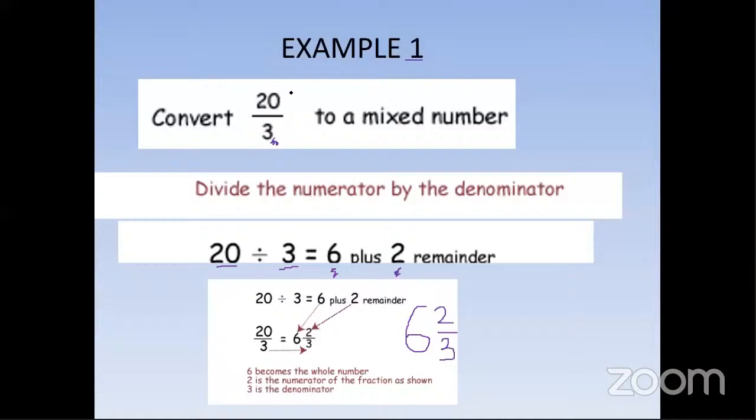So class, this is how we are doing our conversion. Step 1, divide. Step 2, find the whole number. And step 3, we take our remainder as the new numerator, and then we put it out of the 3, which is the same denominator that we have. So that's how we convert. So this is the same as 20 out of 3, and this is how you get your answer.